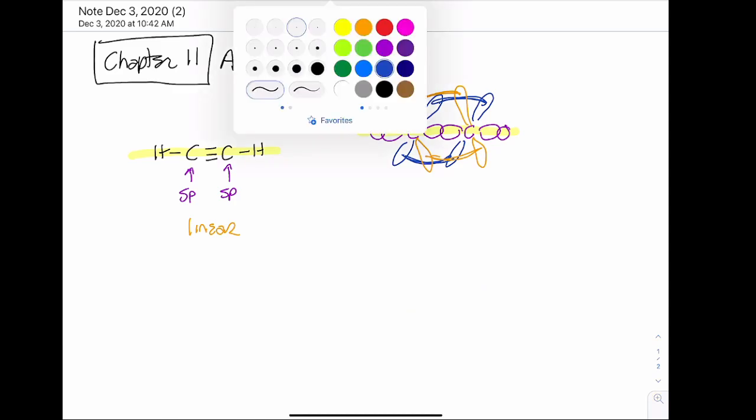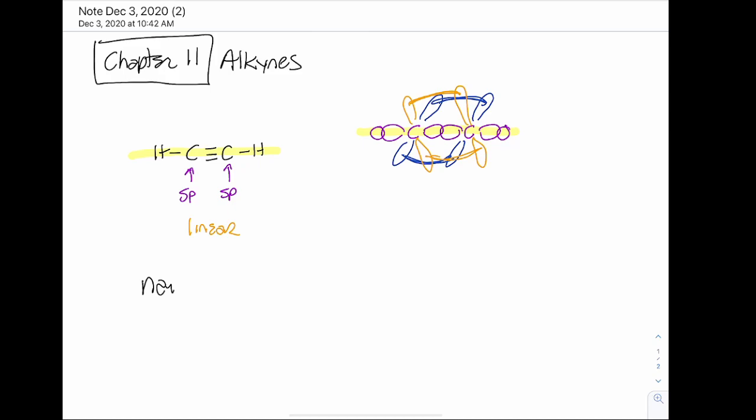Speaking of naming, remember our ending ends in -yne. And again, we did cover that with alkynes, so I'm not going to go into naming other than to remind us it ends in -yne, and there's going to be no stereochemistry about the triple bond.